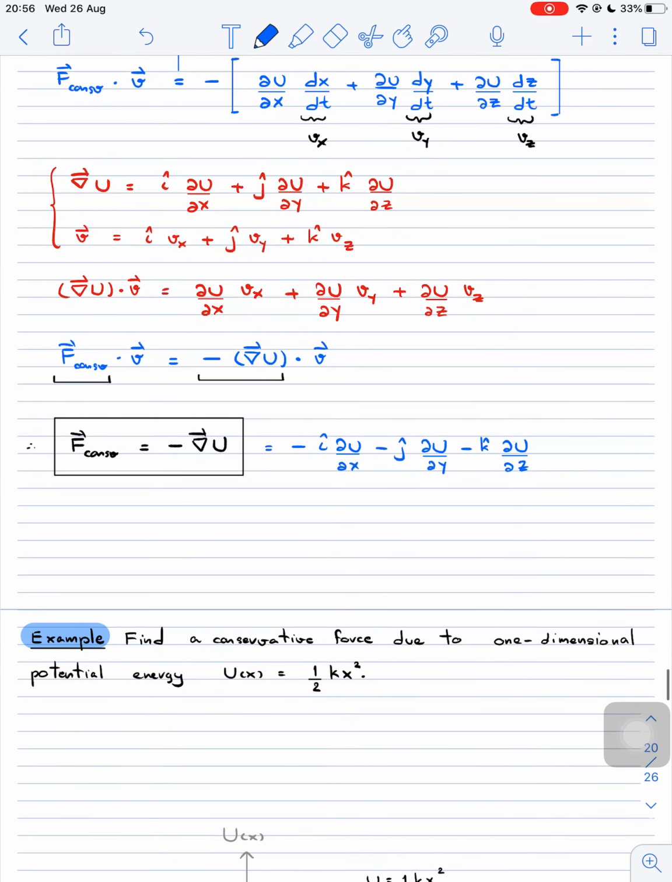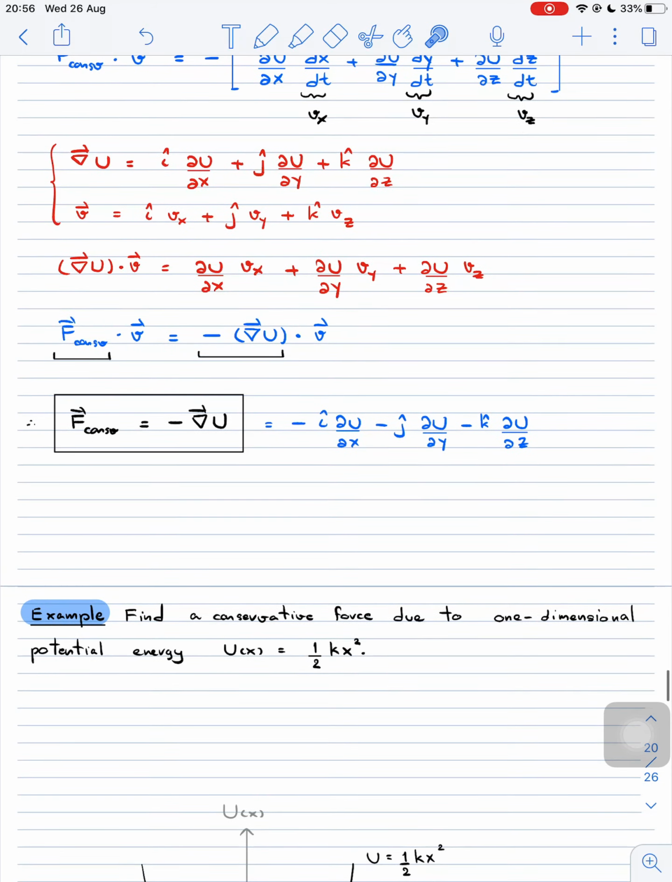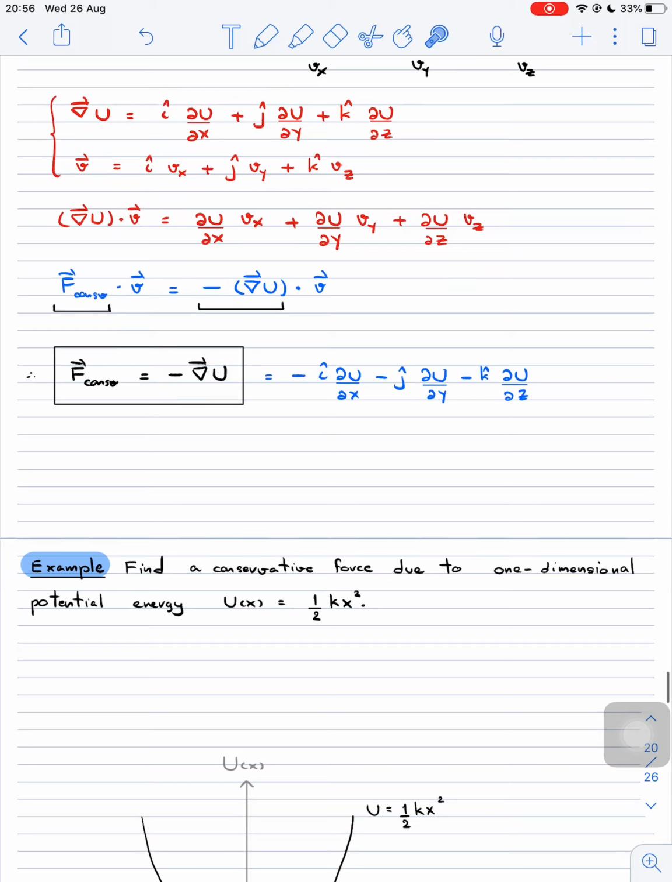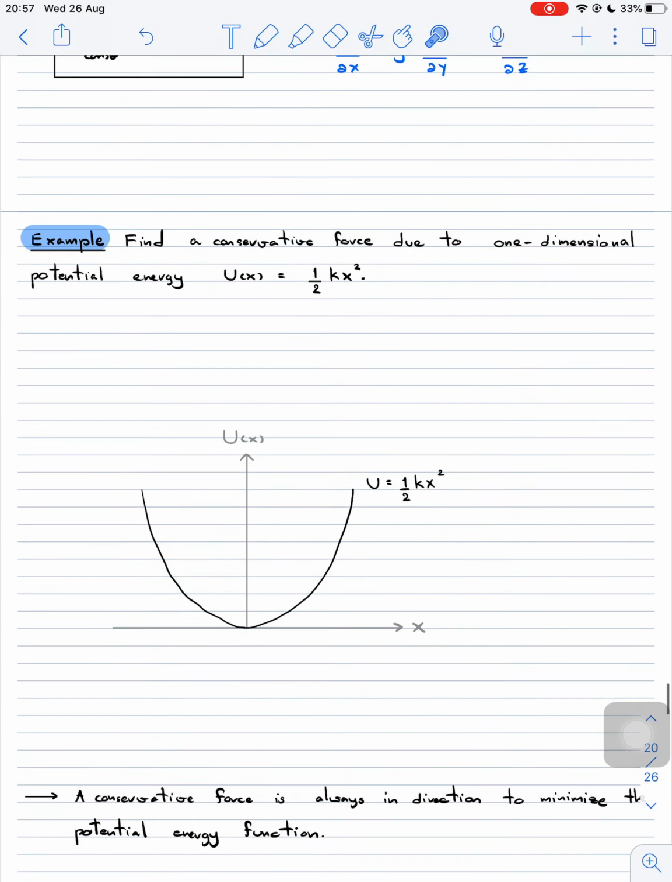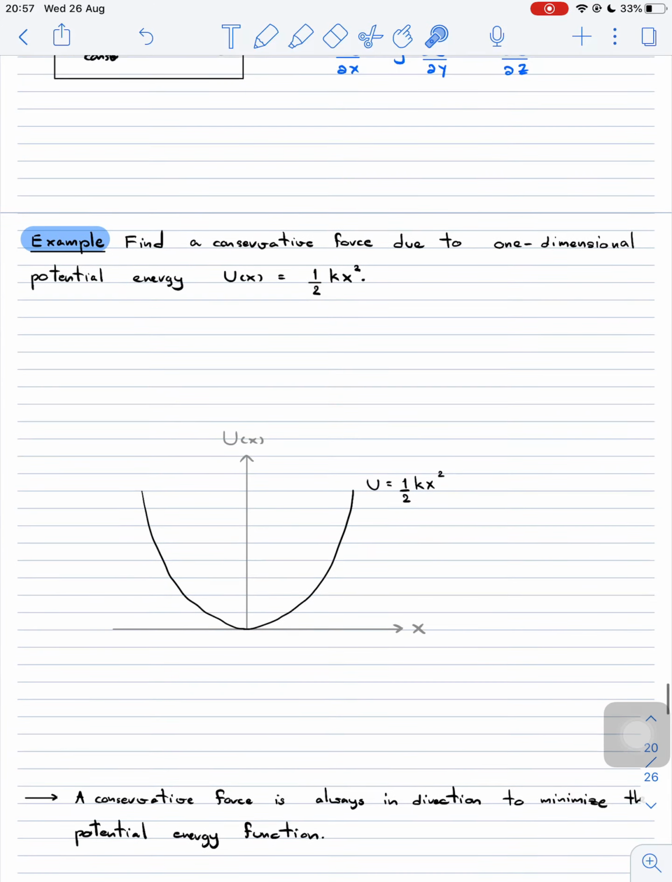So what is the physical meaning of this equation? One thing that you can see is, if we know the function of the potential energy U, then we can find the gradient of U, which is equal to this conservative force. But if we want to get the insight of this equation, let's consider this example.